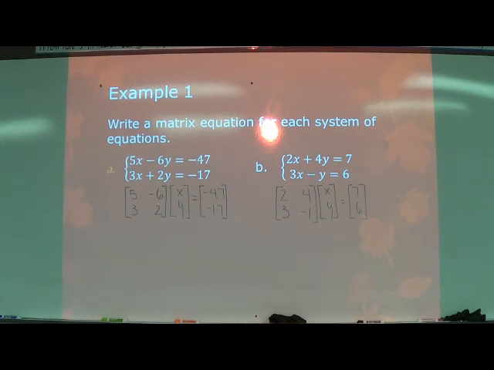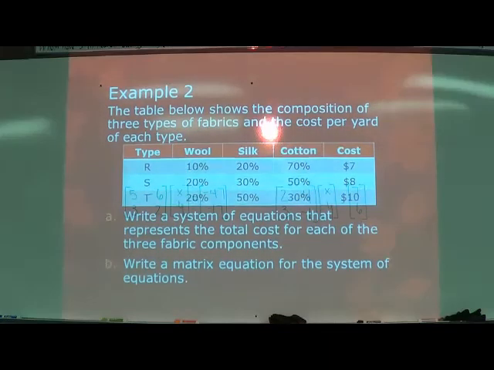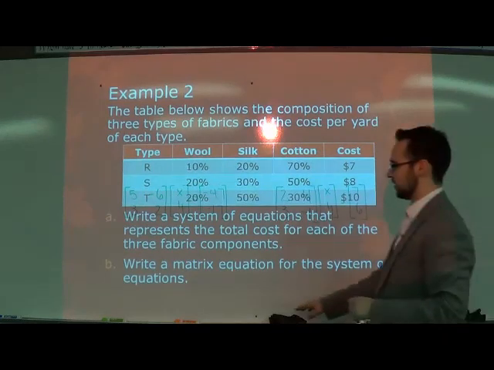Now we're going to talk about how do you actually solve these matrix equations. What we do is this. We're actually going to do another one. We're going to write more equations.